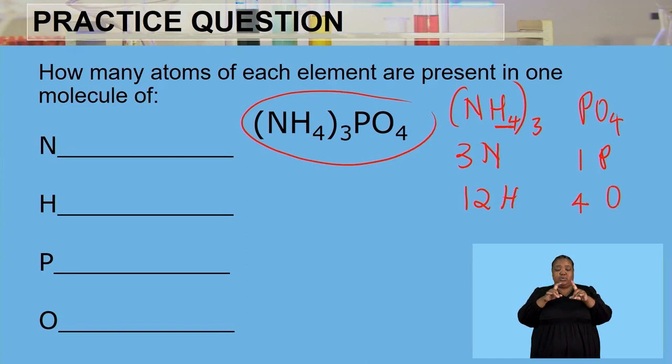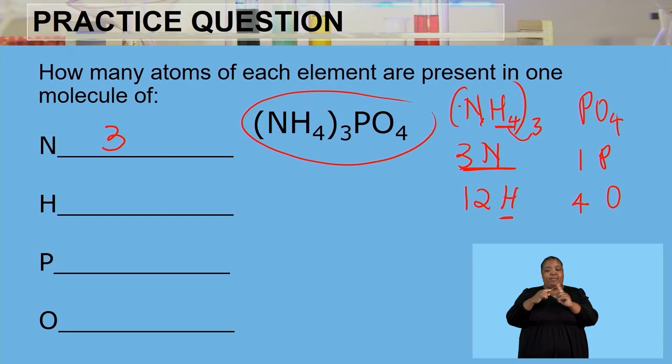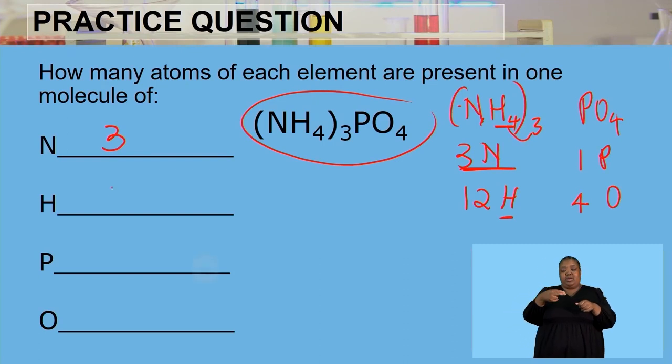So now, answering the question, how many atoms of each element are present in one molecule? Nitrogen, how many do we have? We said there, 3. Hydrogen, we have 12 because we said 4 multiplied by the 3. For nitrogen, there's a 1 here, and 1 multiplied by the 3 is 3. And 4 multiplied by the 3 is 12, so we have 12 hydrogens. Then the phosphorus, we only have that 1 phosphorus, so it's just 1. And then the oxygen, we have 4 of them. It's not multiplied by anything, so we have 4 oxygen.